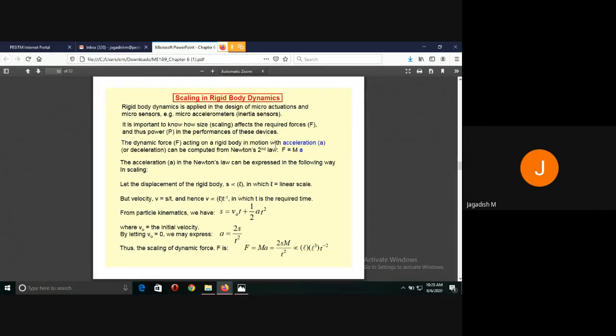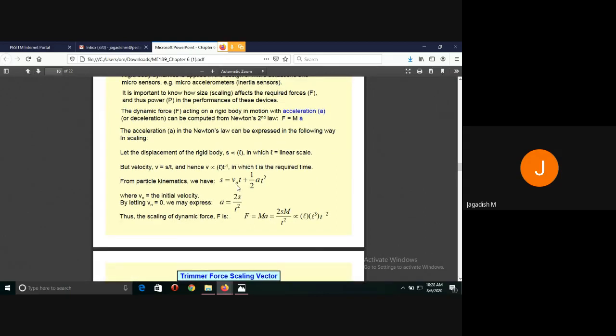Then we know from Newton's second law that F is equal to m into A. And from the displacement equation, we know that S is equal to V naught into T plus half A T squared. Correct? Now, if initial velocity is equal to 0, then acceleration is equal to 2 into S by T squared. Correct?